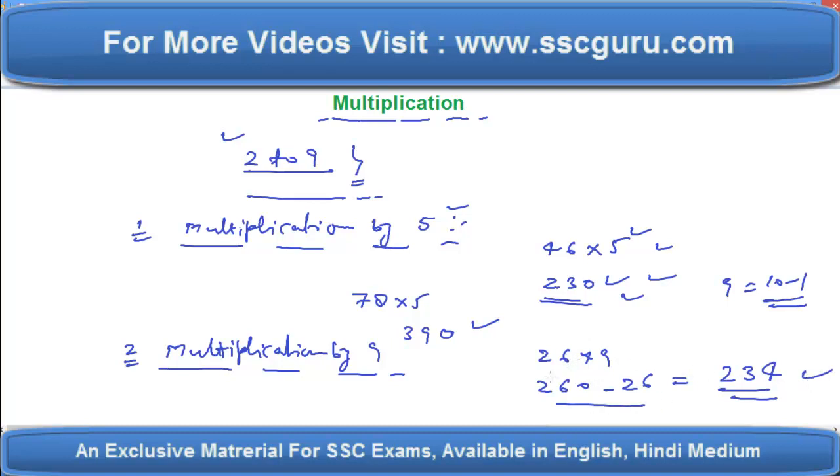Whenever we have to multiply a number by 9, we can also do it by using the table of 9, but to reduce our time we can do it as 10 minus 1. First 26 into 10 is 260, and minus 26. We can also calculate it mentally. When we reduce 26 from 260, we can easily get 234 mentally. There is no need to write that statement.